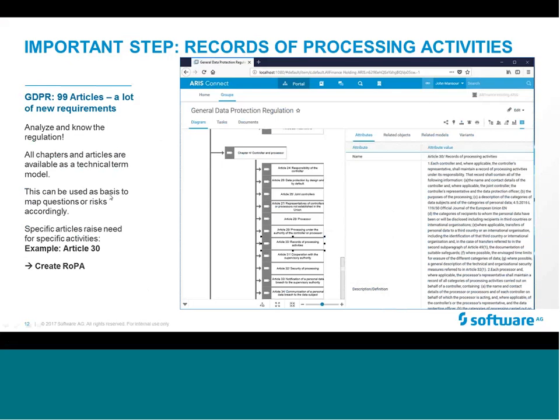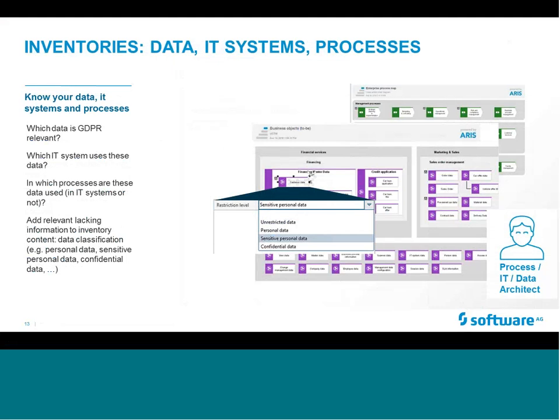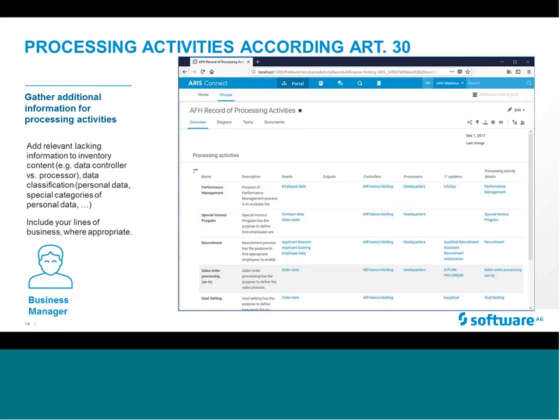Okay, coming back to the presentation, we have seen the General Data Protection Regulation as a model. We also saw the different elements, the inventories that are used to describe the processing activities: data, IT systems, processes, and so on. And we are maintaining this in a distributed way via the business managers, for example, with this predefined fact sheet. And this predefined fact sheet, together with this information, is also part of the ARIS accelerators for GDPR.